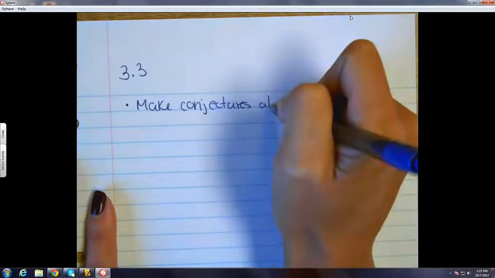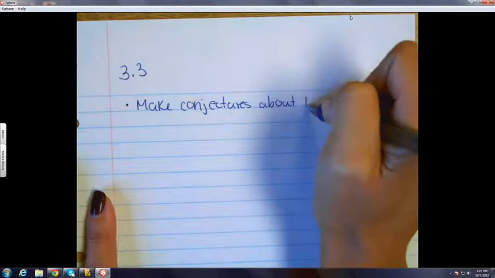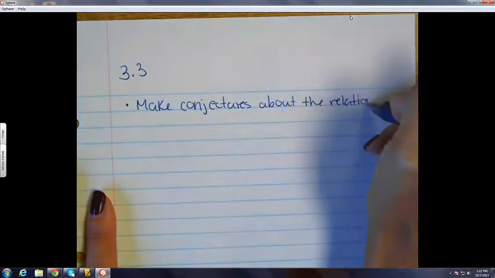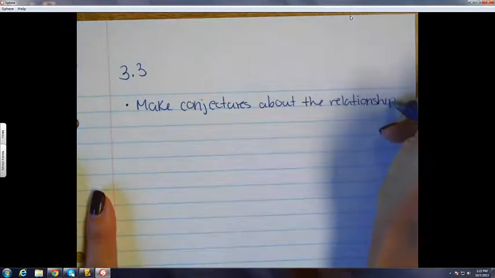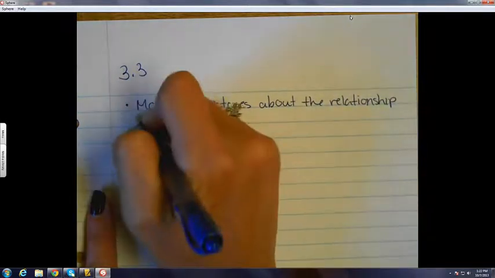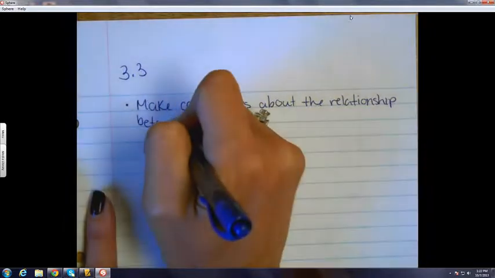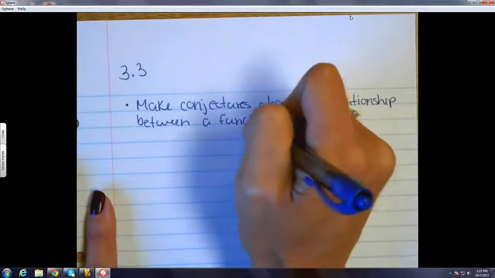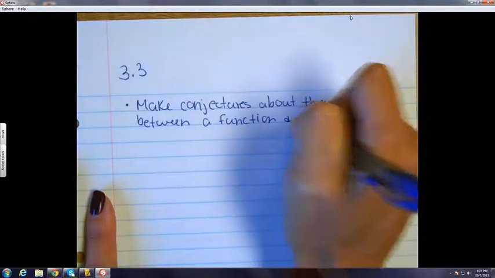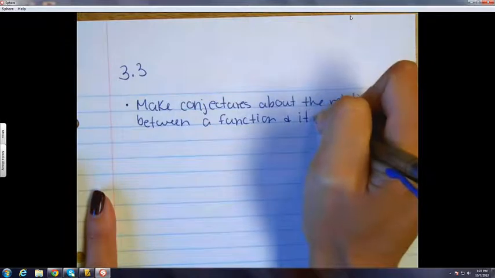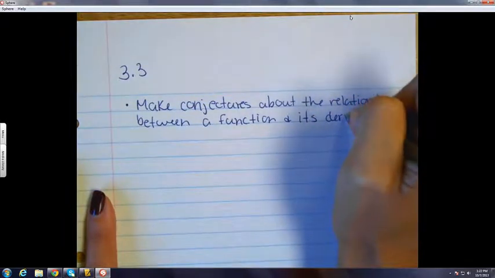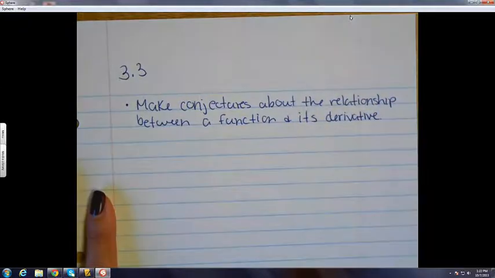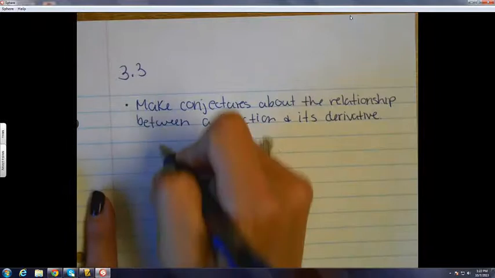about the relationship between a function and its derivative function. In other words, I want you to be able to answer three questions.